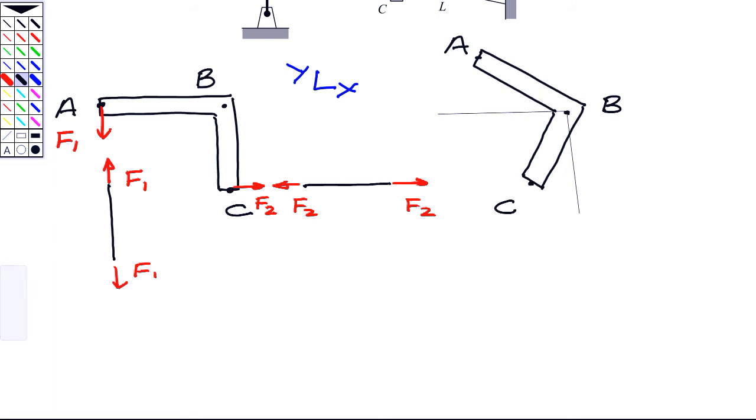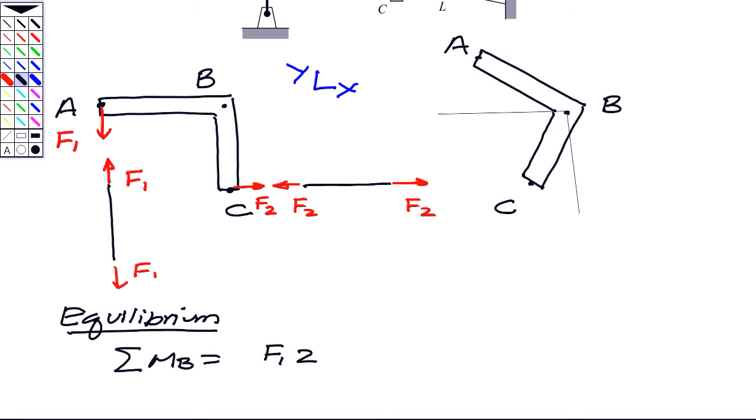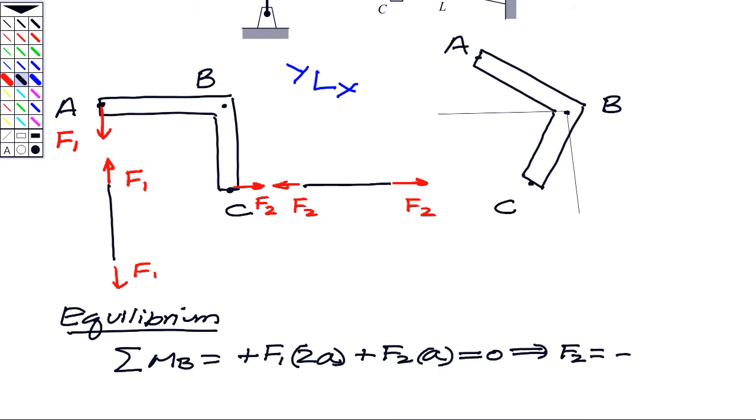Our equilibrium equation, the one I'm going to write down, is a moment equation about point B. So for the L-shaped bracket, summation of moments about B, F1 has a moment arm of 2a. By the sign conventions I chose, that's going to be a plus sign. F2 has a moment arm of a, and it also is plus. For equilibrium, that is a 0. So what I get here is that F2 is going to be equal to minus 2F1. That's my first equation.